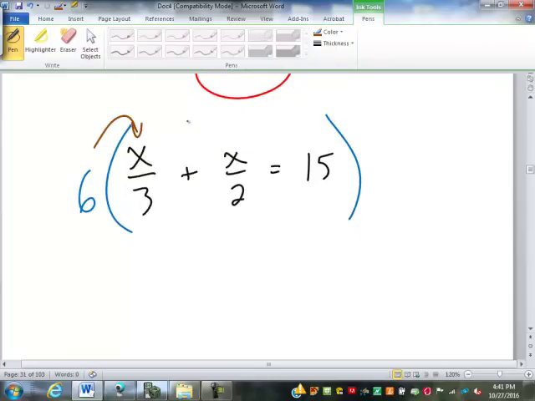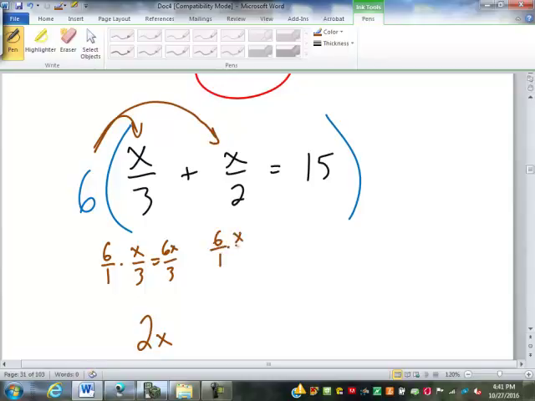so I have 6 times x over 3. So I'm going to write that out. 6 over 1 times x over 3 would be 6x over 3, or 6x divided by 3 is just 2x. 6 times x over 2, so it's 6 over 1 times x over 2 is 6x over 2, or just 3x. Equals, we do still have to take 6 times the 15, which is 90.